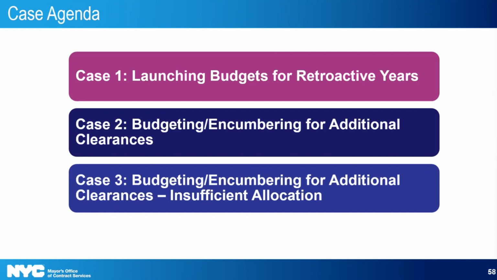Here, we will review 3 different scenarios that you as agencies may encounter when budgeting in the out years of a multi-year discretionary contract. Case 1, launching budgets for retroactive years. Case 2, budgeting and encumbering for additional clearances, and Case 3, budgeting and encumbering for additional clearances when the initial allocation was insufficient. Again, please note that all of these cases are retroactive.